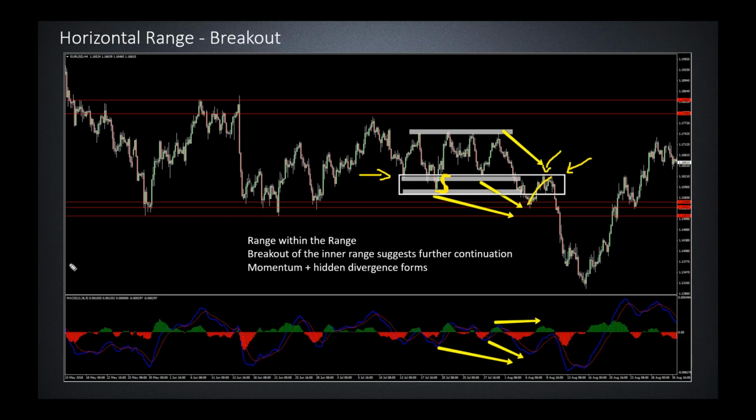And guess what else is happening? Boom, you got hidden divergence as well. Is it an aggressive entry to go ahead and sell here? Yes, it is. But does it make sense? By all means, yeah, it does. At least in my opinion, it does.